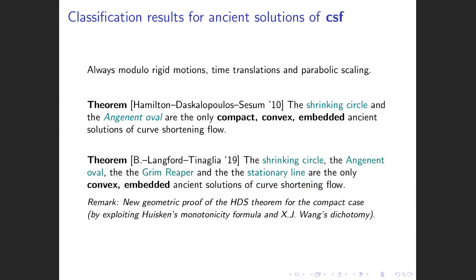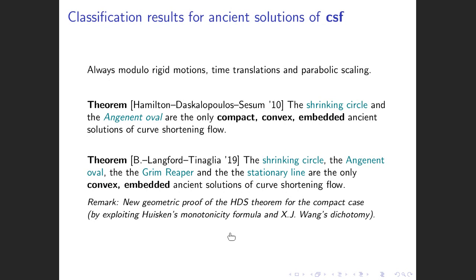Right, now, we also later wanted to remove the compactness hypothesis, and we showed that you actually can do this if you allow to add two more solutions, and that is the Grim Reaper and the stationary line. Okay, so now we know that any convex embedded ancient solution is the shrinking circle, the ancient oval, the Grim Reaper, or the stationary line.